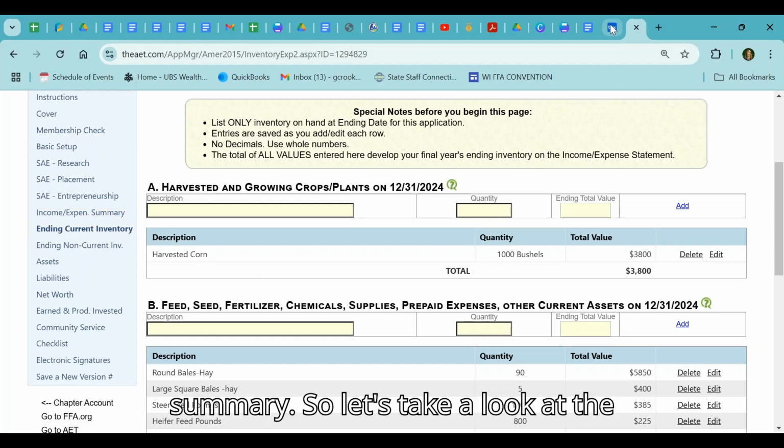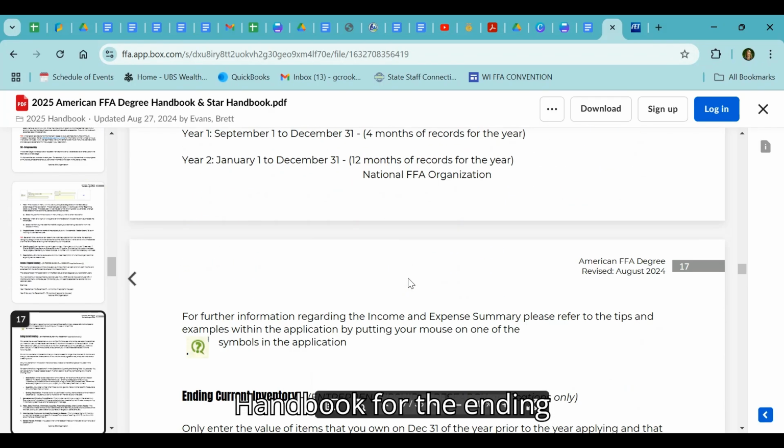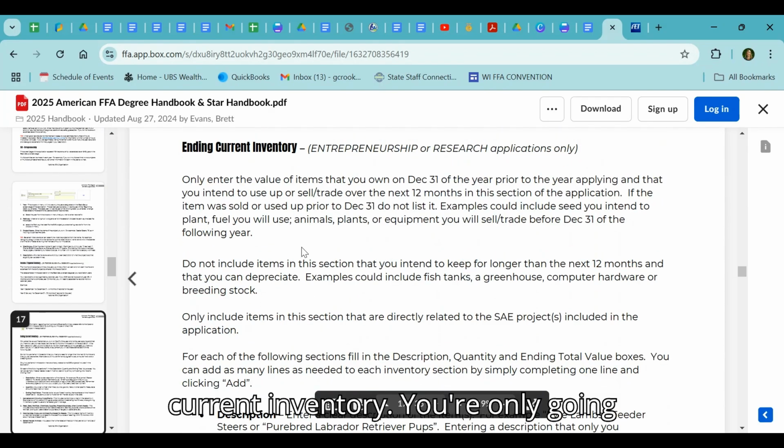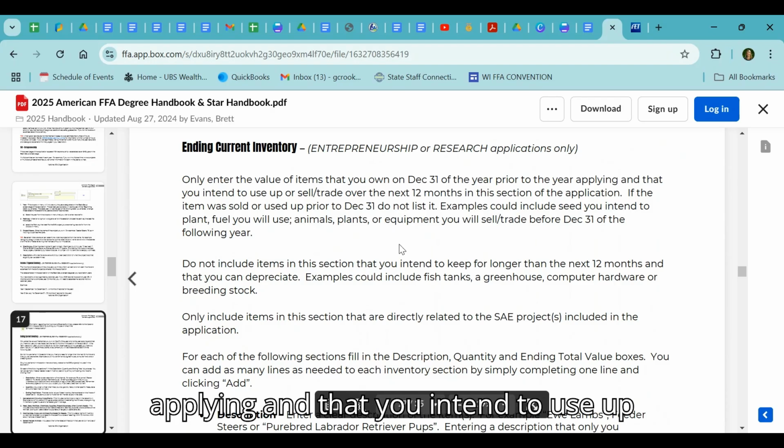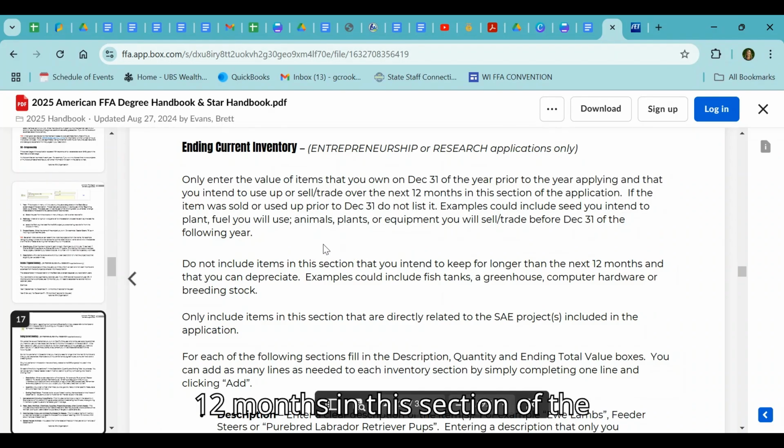So let's take a look at the directions in the American Degree Handbook for the ending current inventory. You're only going to enter the value of the items that you own on December 31st of the year prior to the year that you are applying, and that you intend to use up or sell or trade over the next 12 months in this section of the application. So current inventory are items that you planned to use up or get rid of within the next 12 months. If the item was sold or used up prior to December 31st, then you do not need to list it.